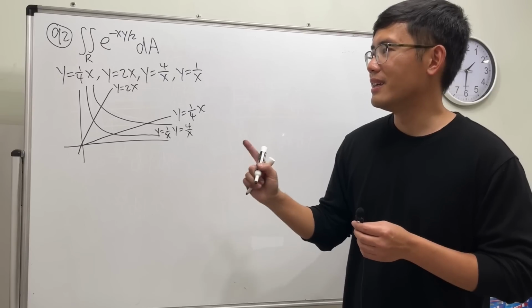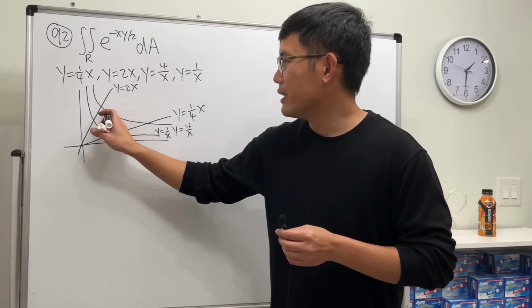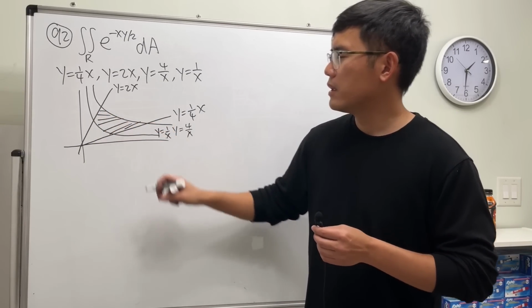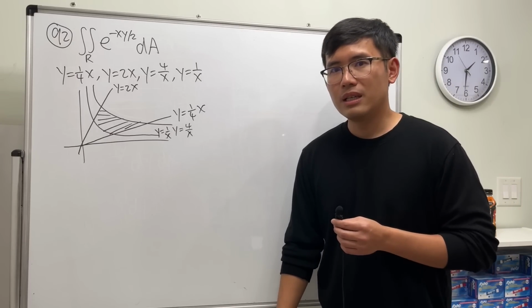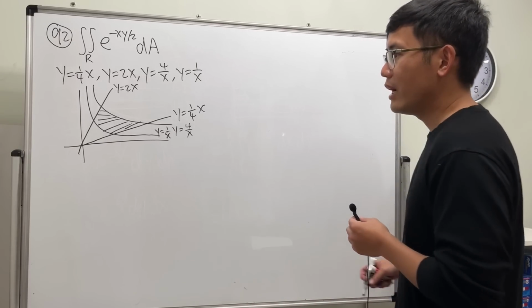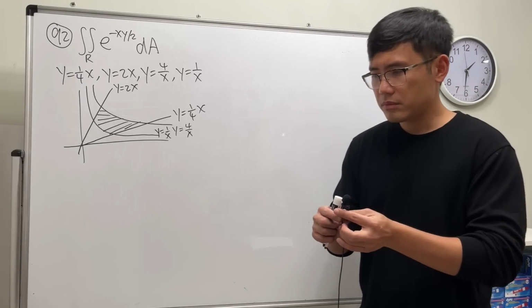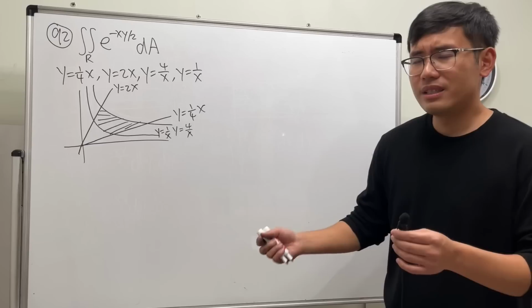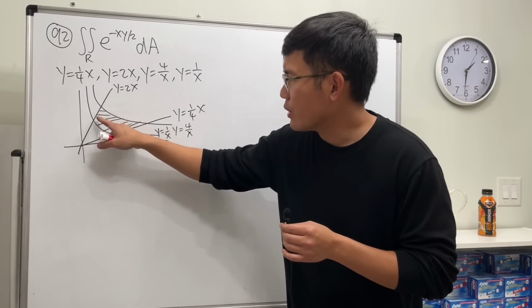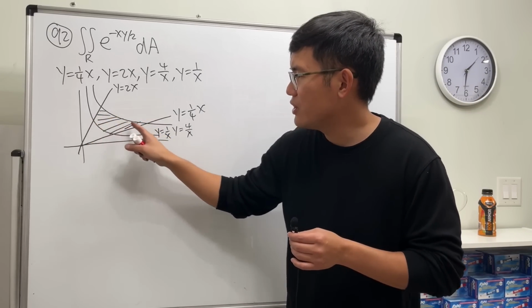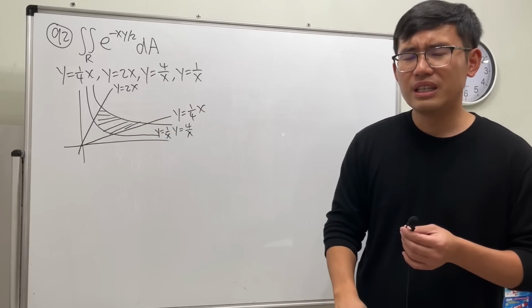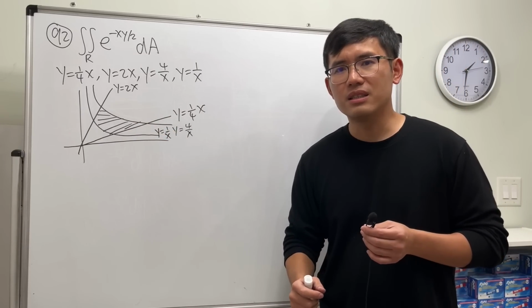Look at this. This is the region that we are talking about. How do we find the area of this region? Just think about Calc 1. How do we set up integrals? If we do horizontal rectangles, it changes. Vertical rectangles, it changes. So we are totally stuck on this.